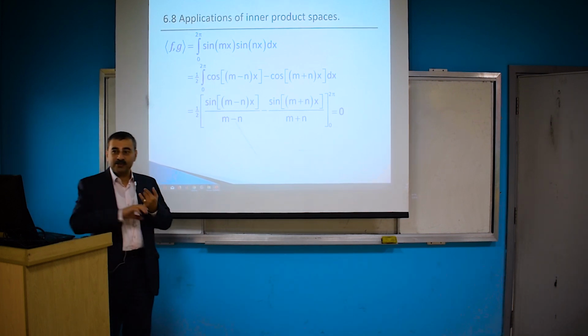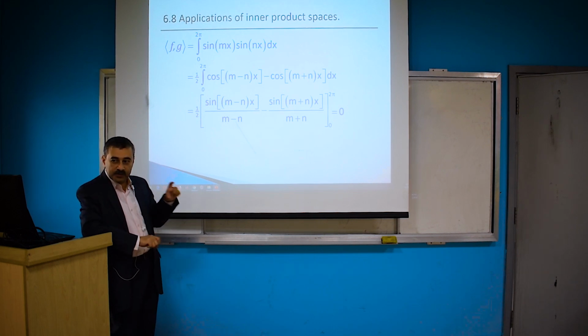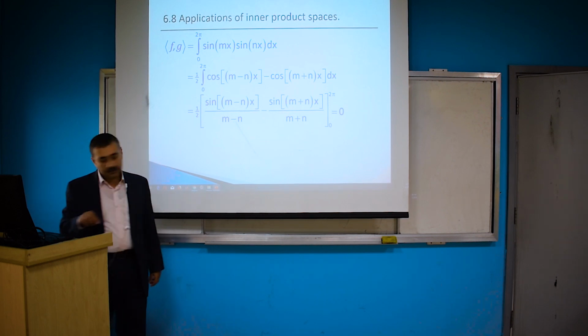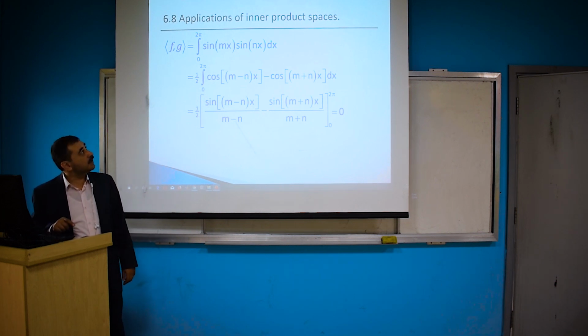So you can say that sine 2x and sine 3x are orthogonal according to the inner product, which is the integral of their product from 0 to 2 pi. What if I want to find the length, for example, of sine mx?